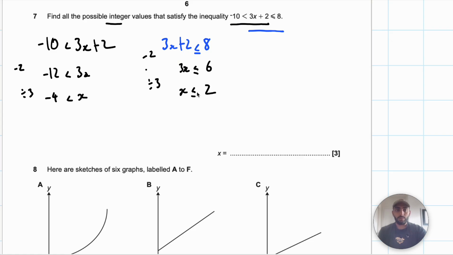So let's write what the numbers would be for both of these. This is x is greater than negative 4. So the next number that would be possible would be negative 3, negative 2, negative 1, 0, 1, 2, and 3. Here it's saying x is less than or equal to 2. So I would need to get rid of that one. And these would be all of my answers. Negative 3 up to 2.